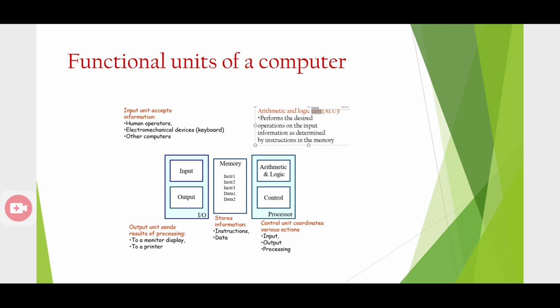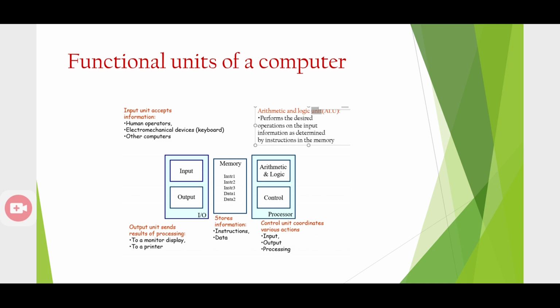They are the commands to the system. Based on the instructions, processing is done. This memory stores the instructions as well as the information and data. Actually, data is the input that we are giving into the system, and the processed data is known as information. That will also be stored in the memory unit.